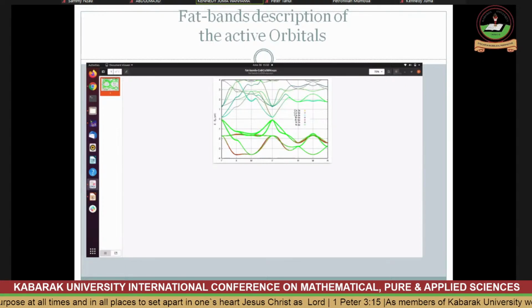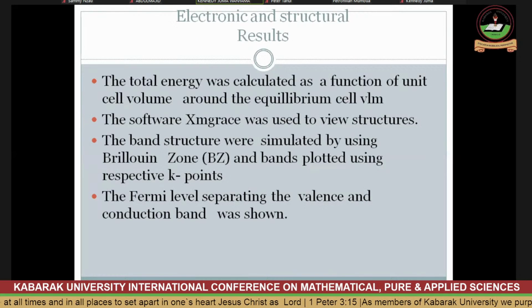We also looked at the partial band description of the active orbitals, and the total energy was also calculated as a function of the unit cell volume around the equilibrium cell volume. We used the software XMGrace that helped us to come up with the structures. The band structure was simulated by using the Brillouin zone and the bands plotted using the respective K points.